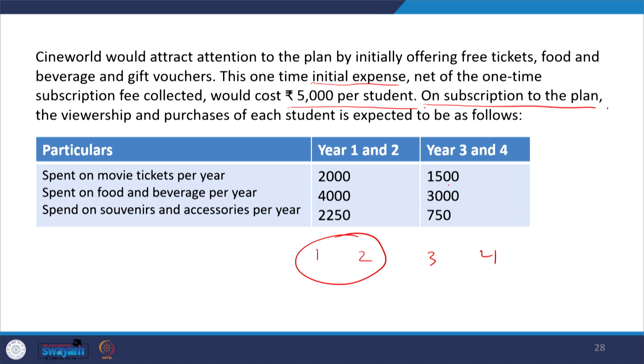2,250. In the third and fourth year, the pressure on the students would be more, they would be studying or they would be having exams or they would not be interested in going to the movies anymore. So, they might become a little lazy. So, the value will come down, and spend on movie tickets will be 1,500, on food and beverage 3,000 and souvenirs around 750, right.